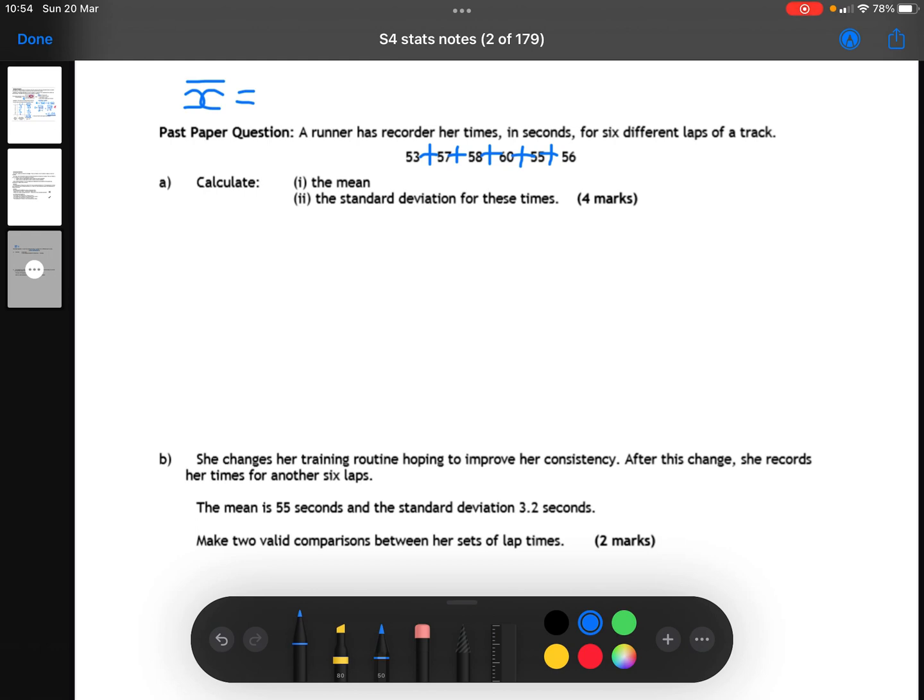X bar is each of these values added together and then divided by 6. So if I quickly add those together in the calculator, we'll get 339. Now, dividing that by 6, as there are 6 data points, we get 56.5. Now that's our value for the mean, and that would gain us 1 mark out of the possible 4 that are available for this question.